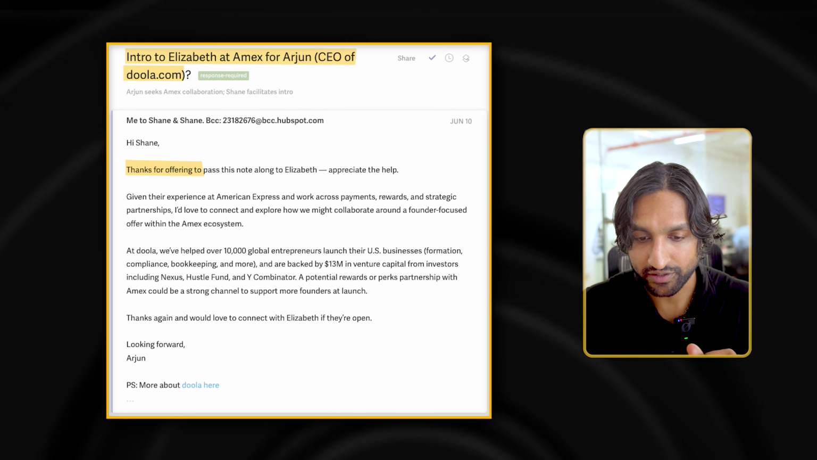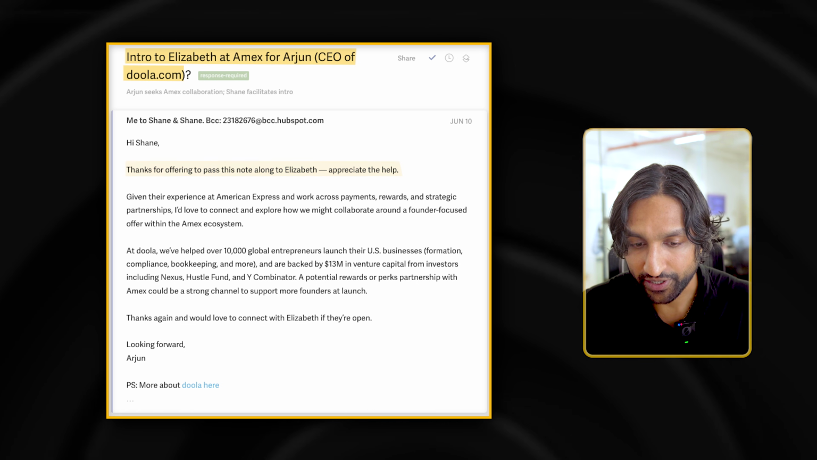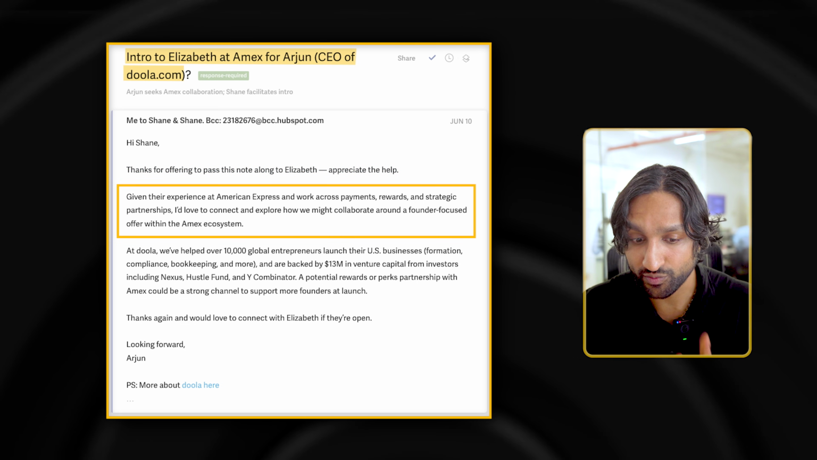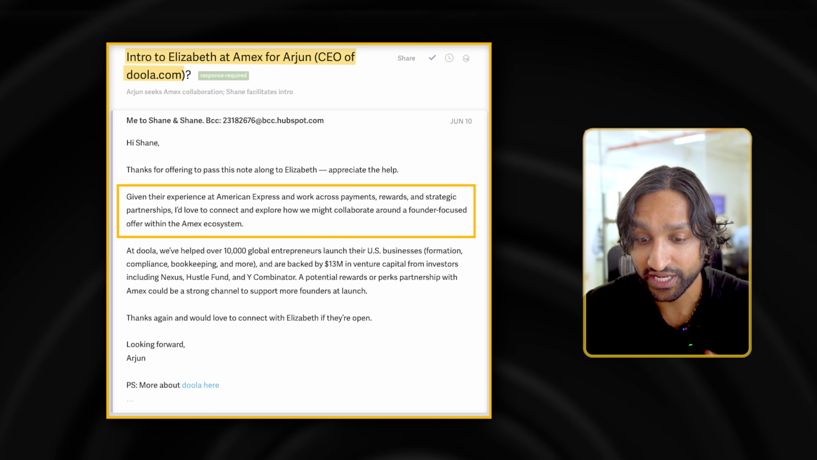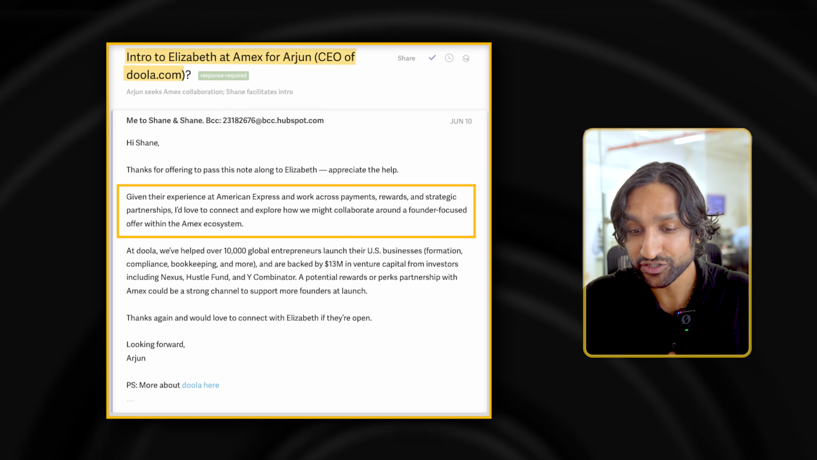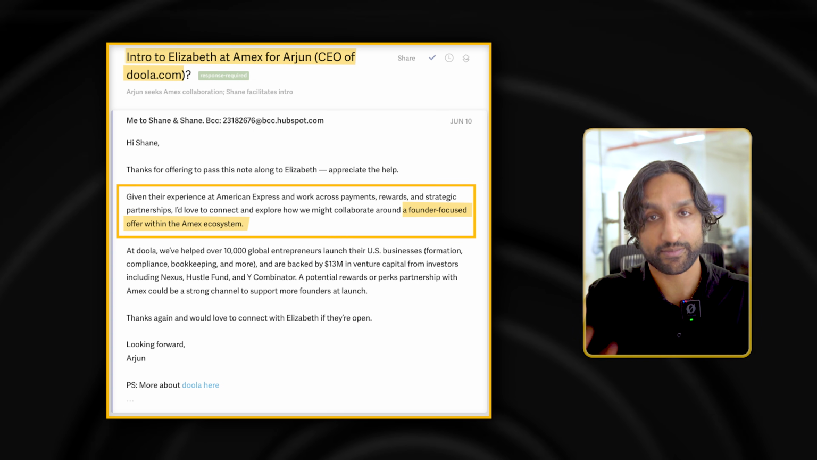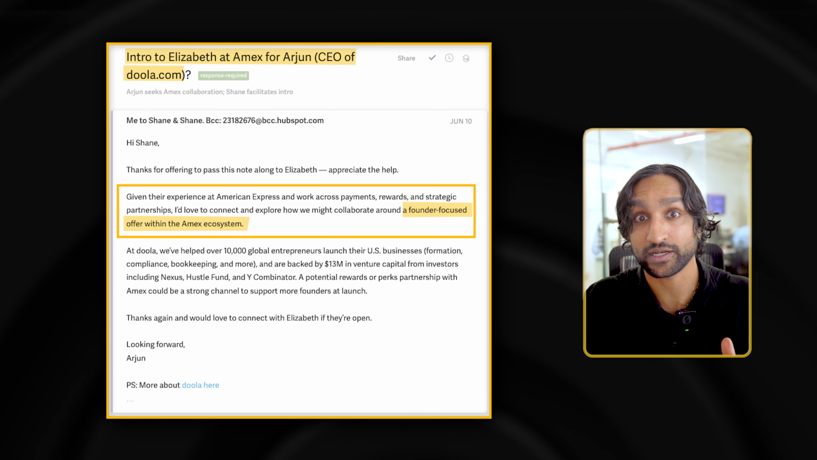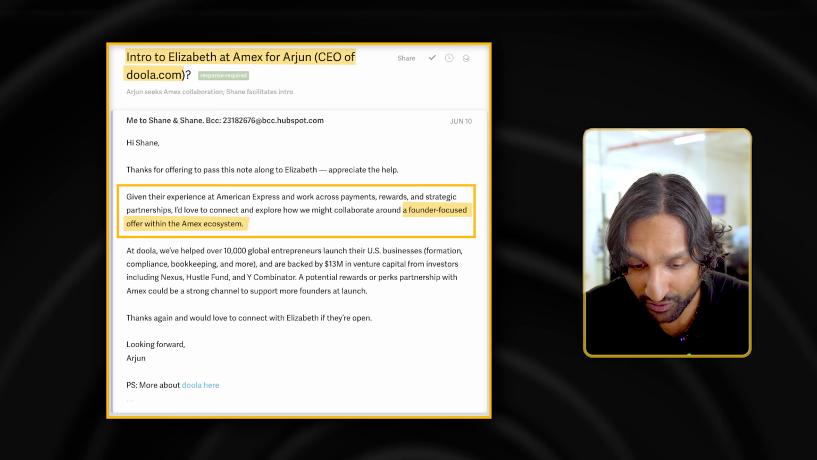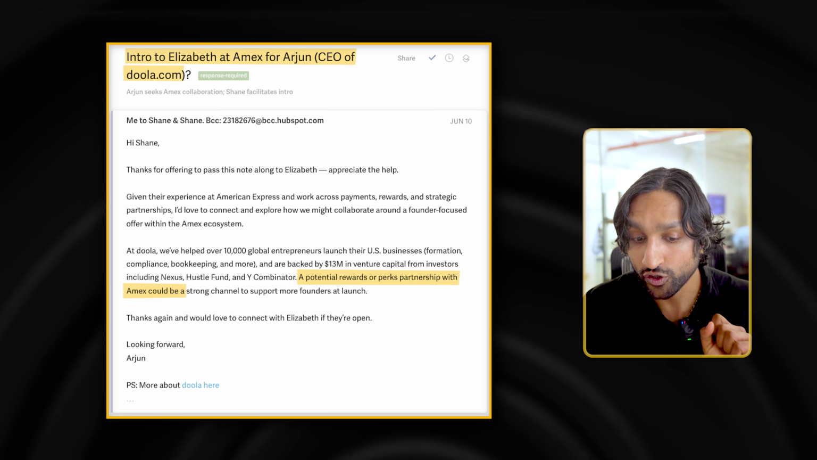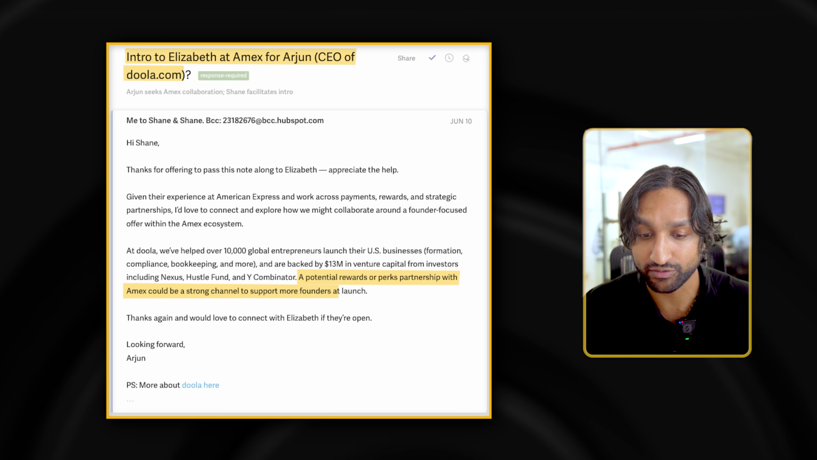First off, I thank them for passing the note along. The second paragraph talks about the pain. They actually work across payments, rewards, and strategic partnerships. And the pain here is actually seeing if we can put together a founder-focused offer within the Amex ecosystem. Amex wants to serve founders. I've highlighted that pain. It's hard to find offers. The partial solution here, as I said, a potential reward or perks partnership with Amex could be a strong channel to support more founders at launch.